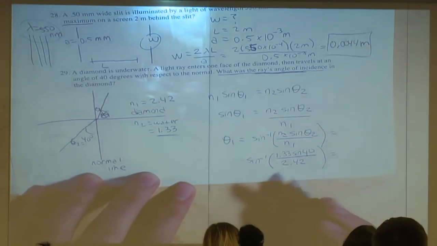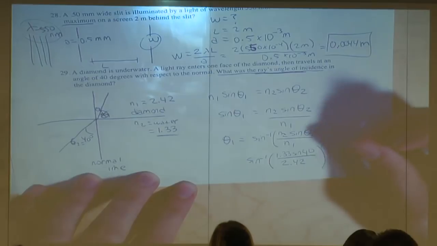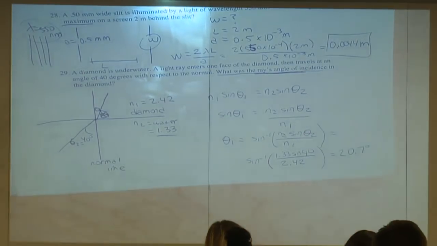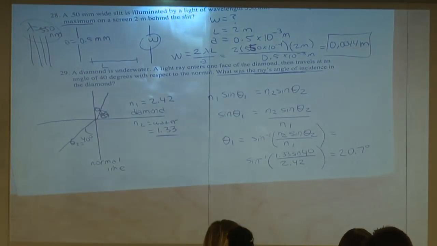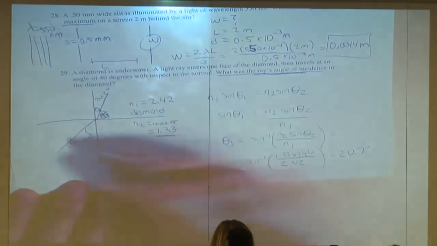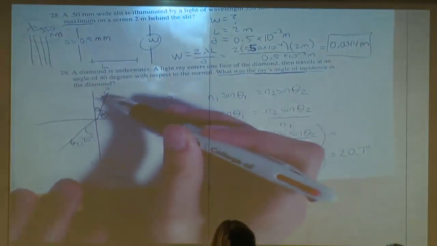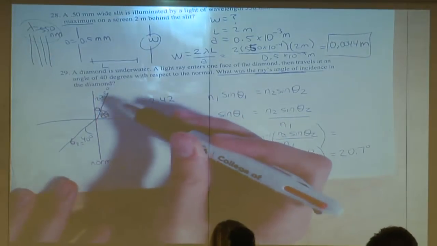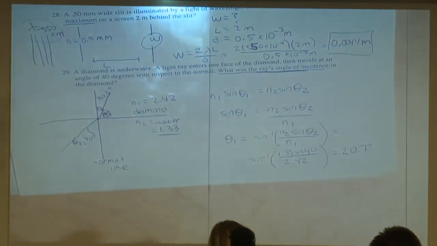So if you plug this in, you should get 20.7 degrees for that one. And notice how it is smaller than this one. And it should be because it's a much larger index of refraction. That's a huge index of refraction. Any questions about this one? Should pretty much got it.